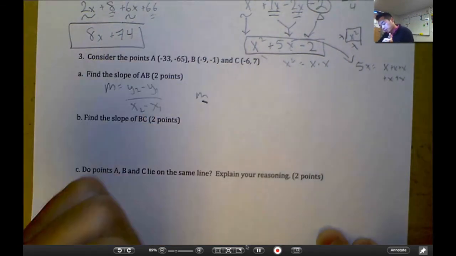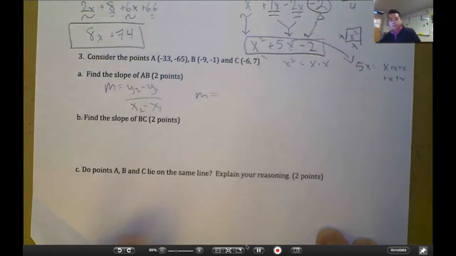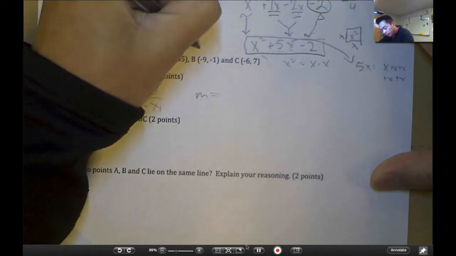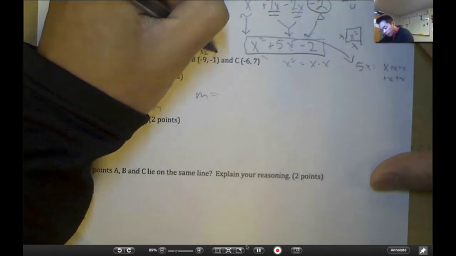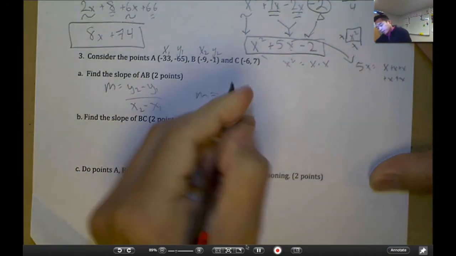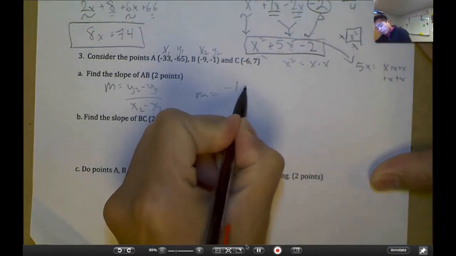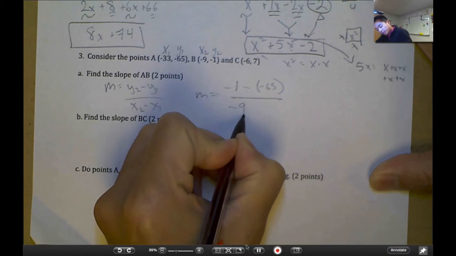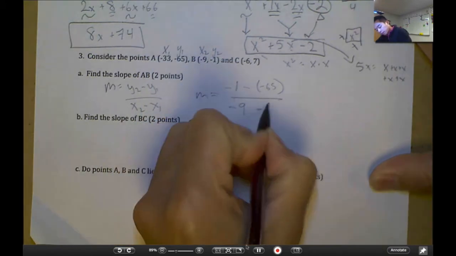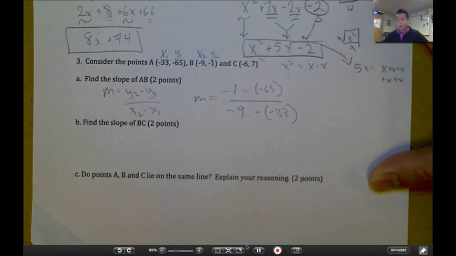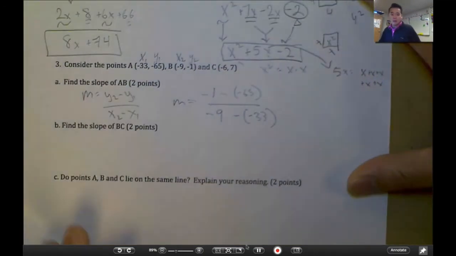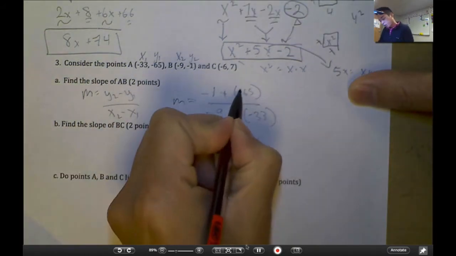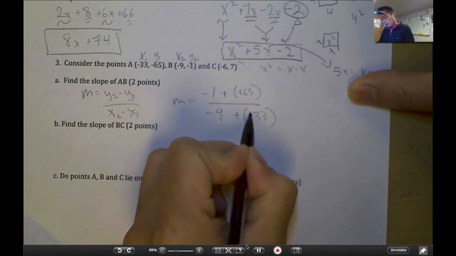Slope is equal to, just going to go in there and go x1, y1, x2, y2. I have negative 1 minus negative 65 over negative 9 minus negative 33. Right away I have double negatives on the top and the bottom. So when we're subtracting, we see double negative: keep, flip, change, keep, flip, change.